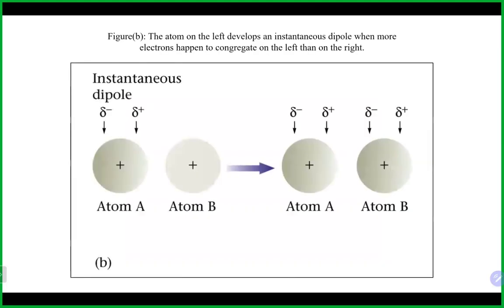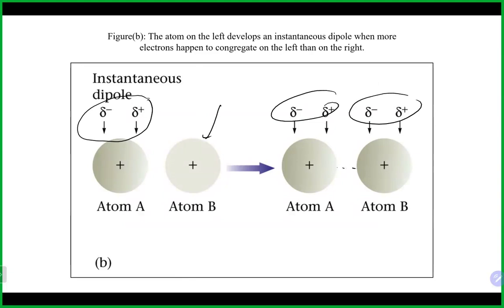So here's the idea of an instantaneous dipole. Again, just based on electrons separating, this molecule gets a temporary charge, causes this one to also gain that temporary charge, and then you get some interactions that occur between them.